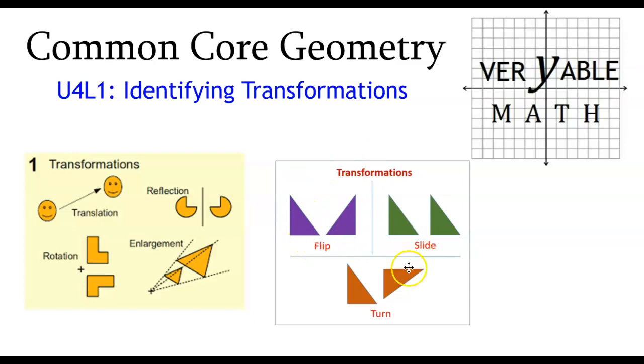There are a couple of different ways that we can talk about transformations. Flips, slides, turns, and grow, shrink. Those are the colloquial ways of saying them, the way that you would talk about it in English. But in geometry, we have very specific terms we use. Translation is when you slide, reflection is when you flip, rotation is when you turn, and enlargement or dilation is when you stretch it or shrink it.